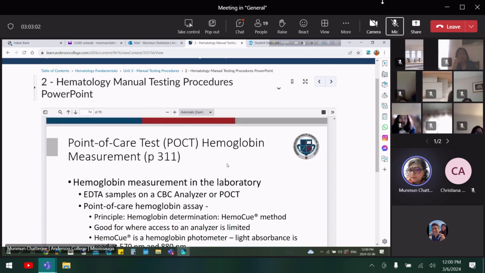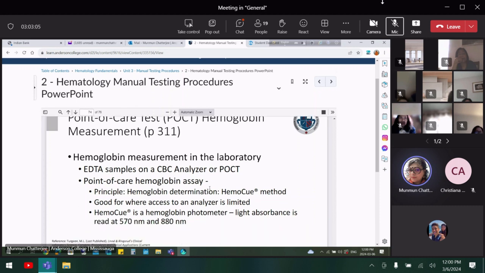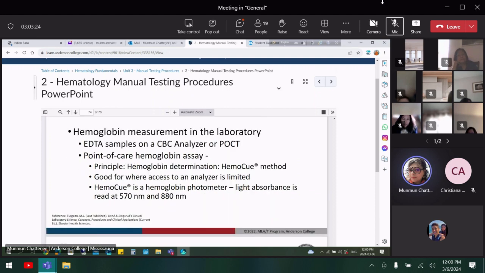You do the hemoglobin measures in the laboratory. So you take the EDTA sample or you can do your capillary puncture on a CBC analyzer. The CBC analyzers give all the hemoglobin and everything counts. But if you have to do it immediately on the patient side, you have to use the point of care testing instrument. That is the HemaQ. Hemoglobin determination is called the HemaQ method. Good for where access to an analyzer is limited, or sometimes the analyzer takes some time to analyze the samples. The HemaQ gives you the immediate answer.